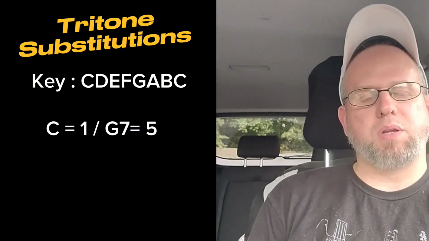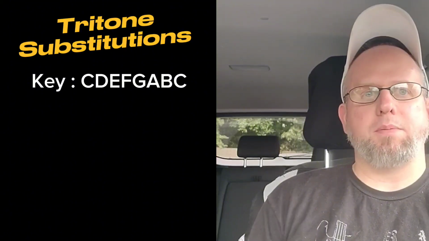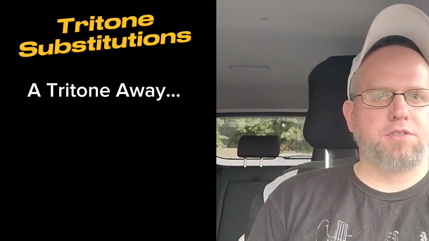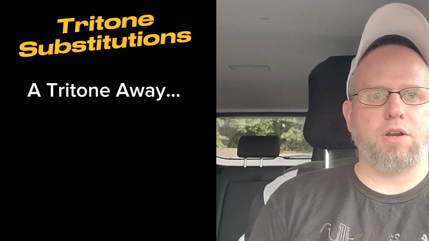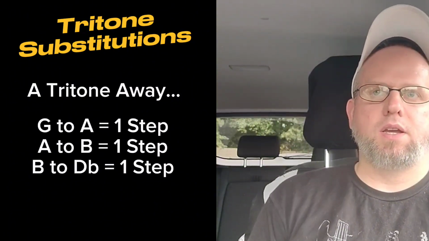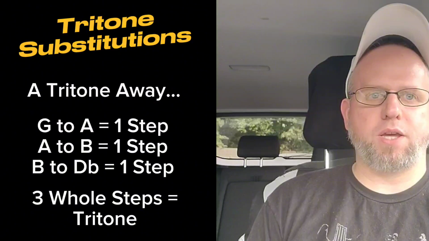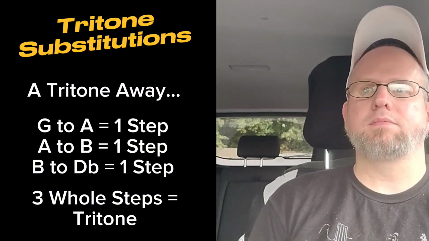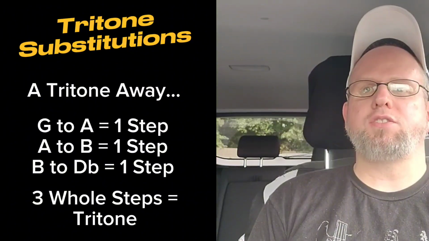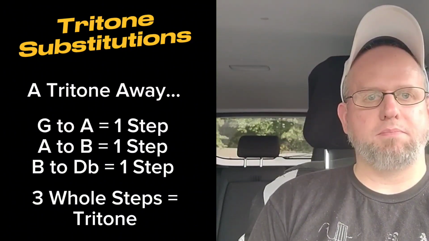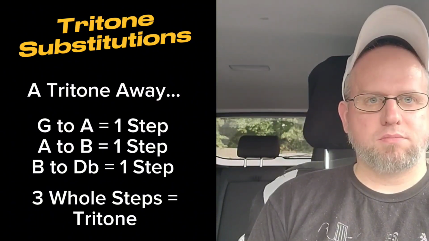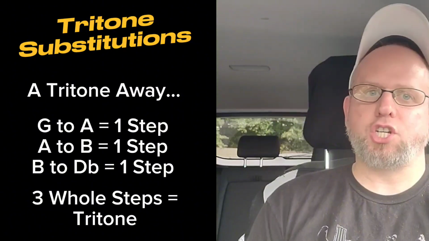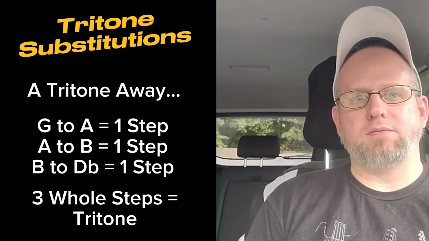And what we're going to do is replace that with another dominant chord, but it has to be a tritone away. So now I'm going to put up the scale starting from G, and I'm going to count my way up 3 whole steps. We'll land on D flat. So G to A is a whole step. A to B is a whole step. And then B to D flat, or C sharp. We're going to consider it D flat as the spelling.